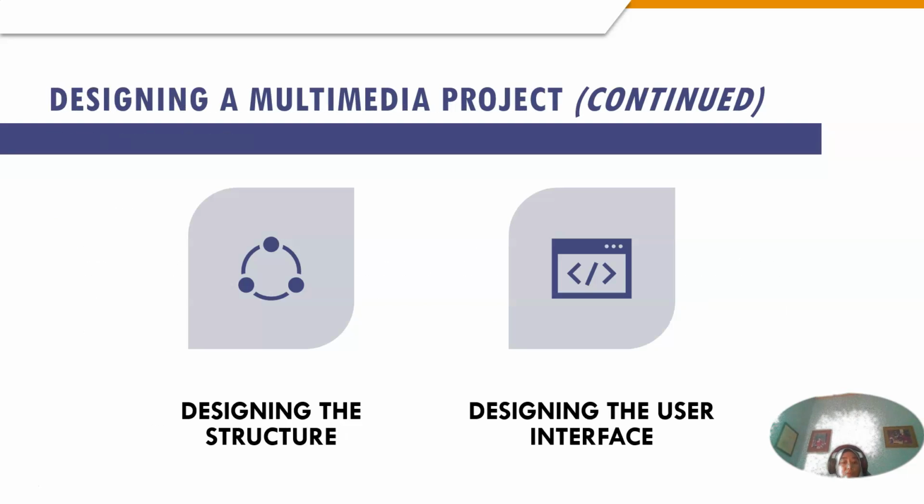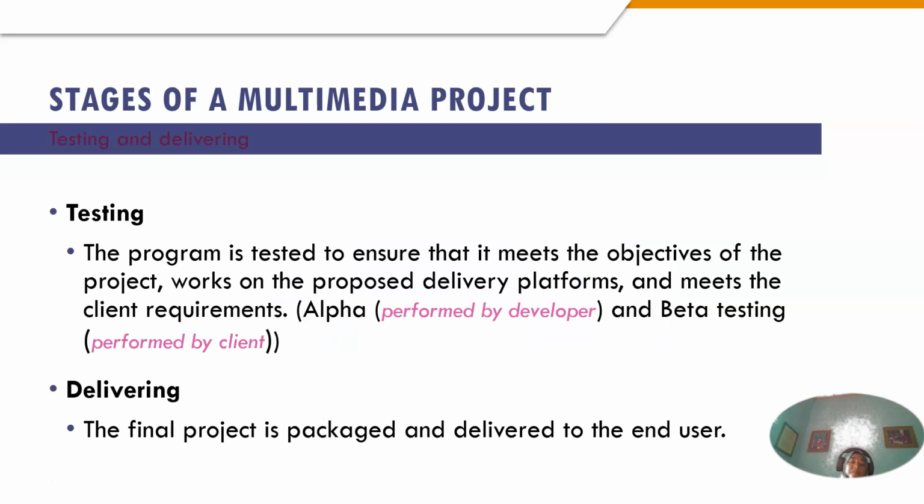Then after that you will produce it. When you have designed it, you produce or develop it according to your plan. So the next stage is testing and delivery. Testing is where you make sure that your product is free of errors, working properly, and working according to the user requirements or client requirements.